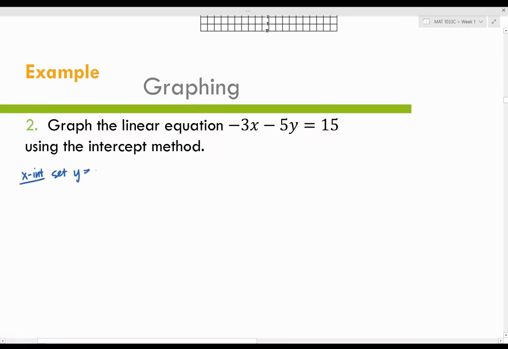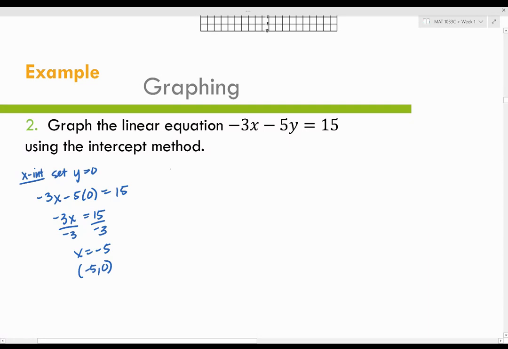Remember, that means set y equal to 0. So everywhere in this equation where I see a y, I'm going to make it 0. And I'm going to solve this. So I have negative 3x, negative 5 times 0 is 0, equals 15. And then for this problem, I'm going to divide both sides by negative 3. So x equals negative 5. Cool. So as a coordinate, that's going to be negative 5, 0.